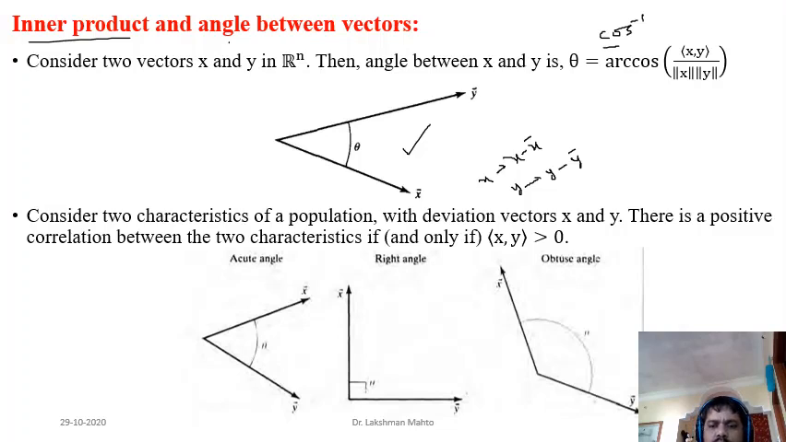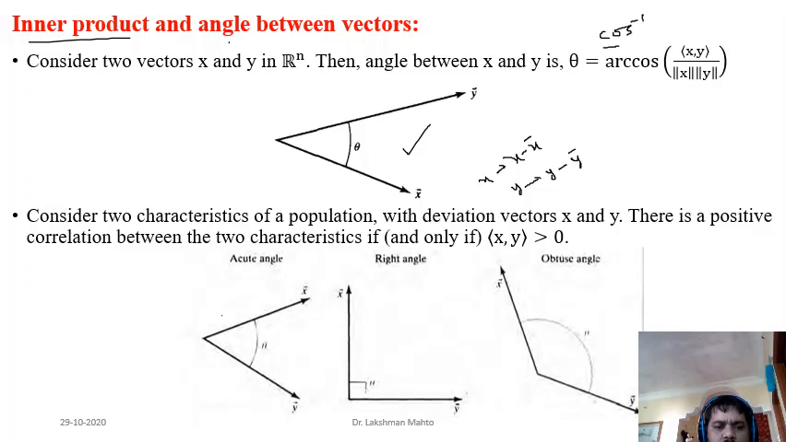So just to check the correlation between two kinds of characteristics, like height and weight, or body mass index and blood pressure, something like that. Any two properties you take, if you want to measure the correlation, just find the dot product between those two vectors. If the dot product is positive, then you will say that there is a positive correlation. If the dot product is negative, then we will say there is a negative correlation. If the dot product is 0, then we will say there is no correlation.